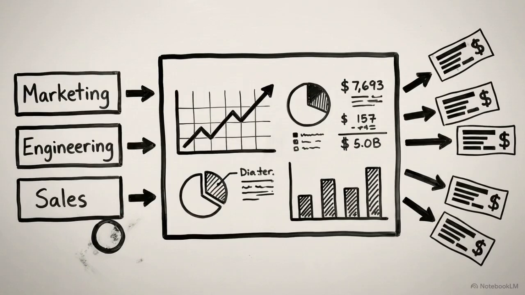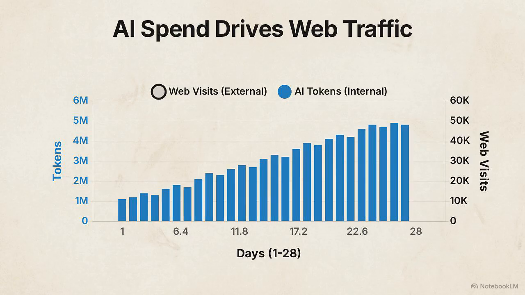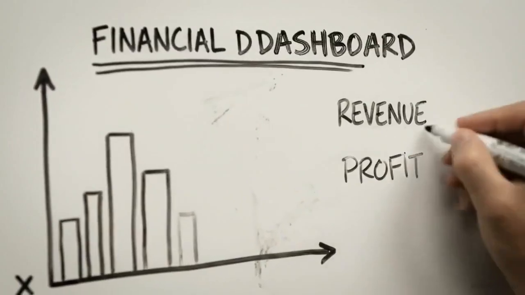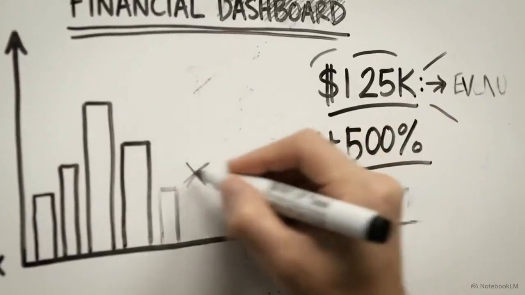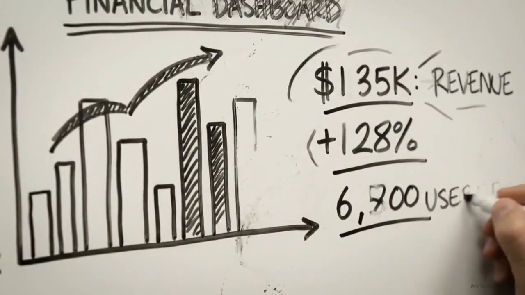We now have a unified reporting engine. It isolates specific departmental cost centers, tracks 28-day AI token consumption line by line, and anchors those internal costs against external web engagement. The data flows in a continuous loop, eliminating manual spreadsheet updates and ensuring your technical financial models are always accurate.